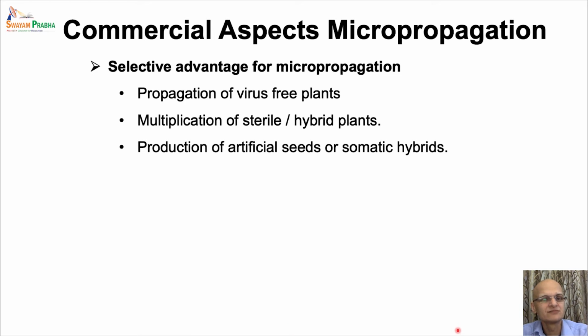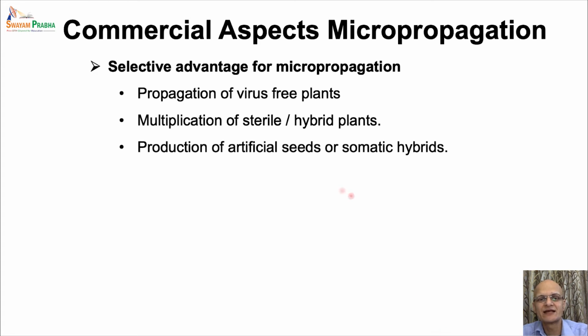Further, micropropagation can be used for the production of artificial seeds. Now, the artificial seeds may be important for those plants which either are not able to make seeds, or if they make seeds, most of them are not viable. Therefore, in vitro culturing can play a significant role in the multiplication of such plants.